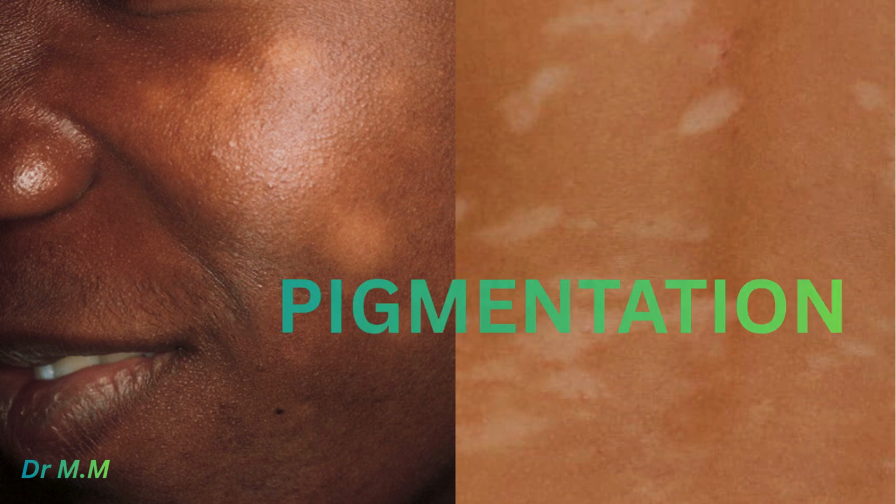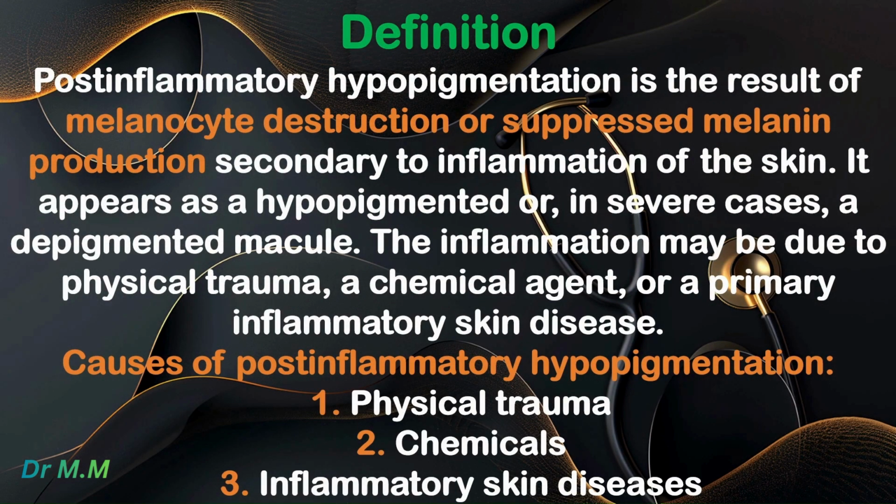Post-inflammatory hypopigmentation. Definition. Post-inflammatory hypopigmentation is the result of melanocyte destruction or suppressed melanin production secondary to inflammation of the skin. It appears as a hypopigmented or, in severe cases, a depigmented macule. The inflammation may be due to physical trauma, a chemical agent, or a primary inflammatory skin disease.